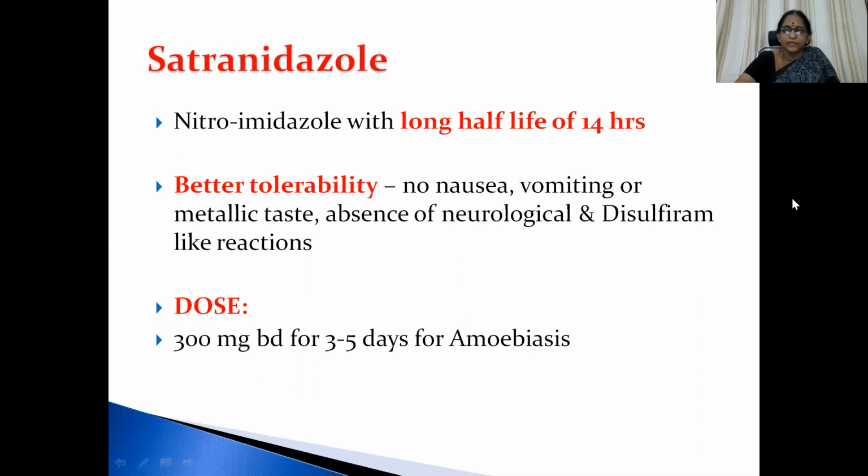So you may be asked in your viva voce: if a patient who is a chronic alcoholic or who already has some CNS disorders comes to you with intestinal amoebiasis and extraintestinal amoebiasis, what are the better drugs that you try to prescribe to that patient? So this is how you have to study. Then the dose to be given is 300 mg BD for 3 to 5 days for amoebiasis.